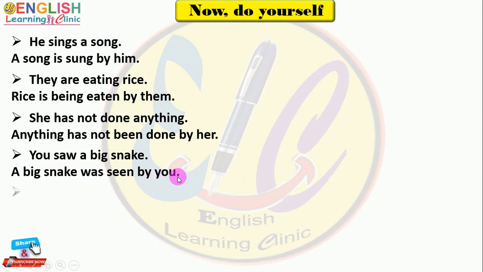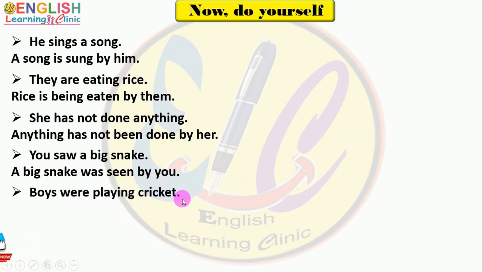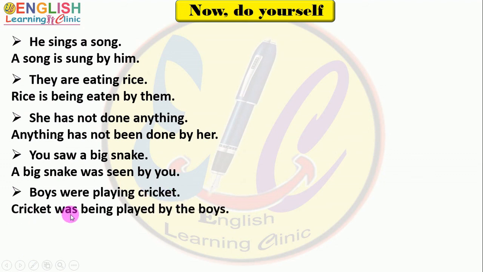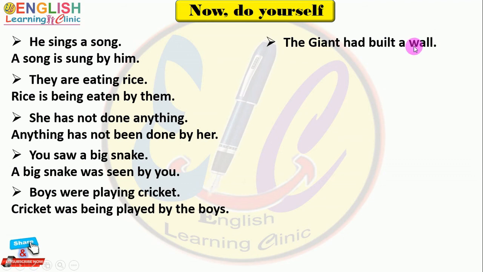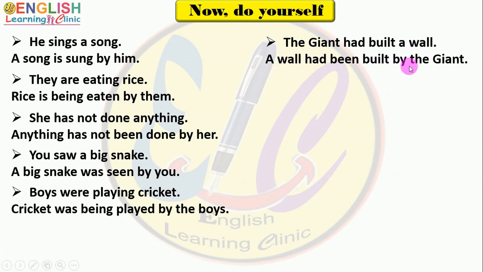Boys were playing cricket. Cricket was being played by the boys. The giant had built a wall. Passive form: a wall had been built by the giant. I shall do it. It will be done by me.